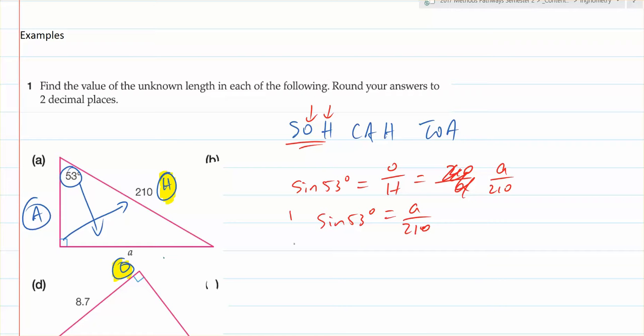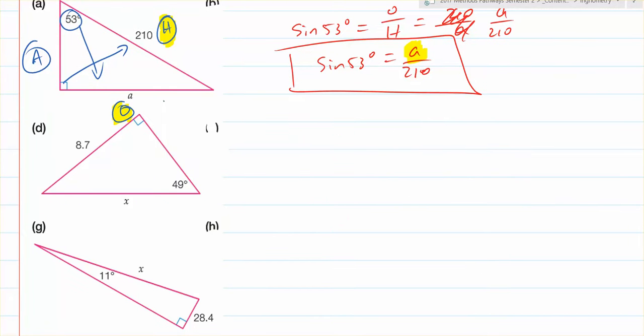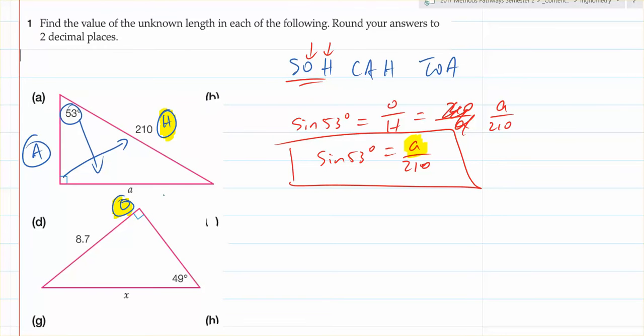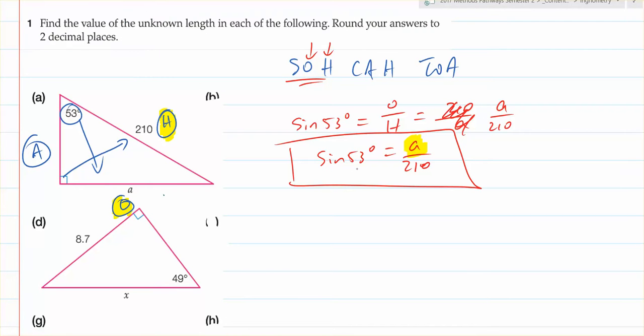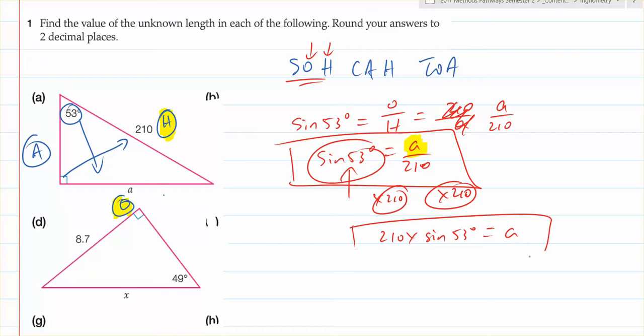Now, I want to solve for A. I might highlight this. I want to solve for A. So the way we can solve this is we can rearrange the equation. Sine of 53 degrees is one term, so you can think of that as one blob. I want to get rid of the 210, so I multiply both sides by 210. So we get 210 times sine 53 equals A. Okay, and you enter that in your calculator.